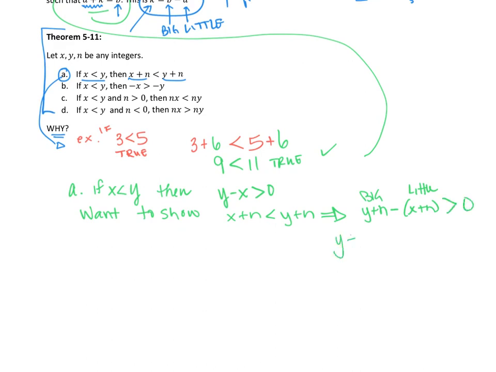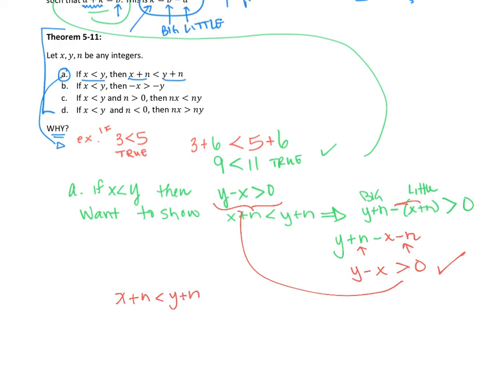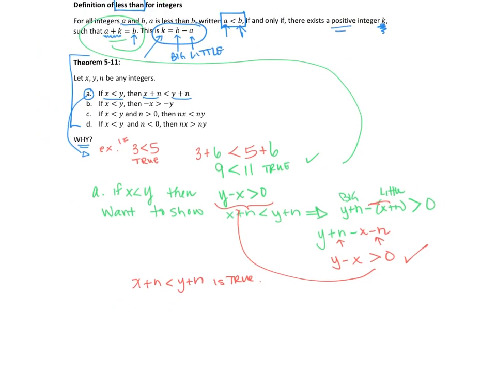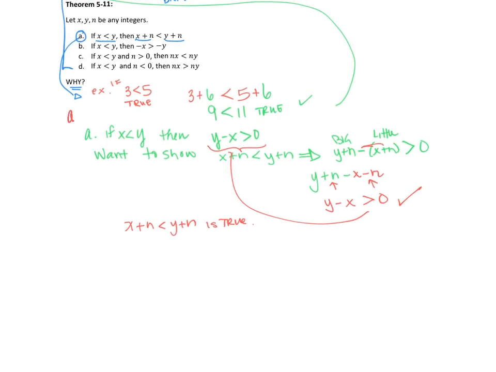Well, this is just y plus n minus, we can distribute the negative. So we're going to get negative x minus n. But we already know that n minus n will cancel. So all we have left is y minus x. Well, that is greater than 0. That was given to us in the beginning. So that shows that the inequality x plus n is less than y plus n is true. And so the other parts take a similar justification. So let's try one more. So that was part A justified.